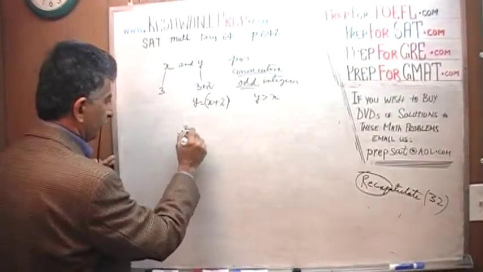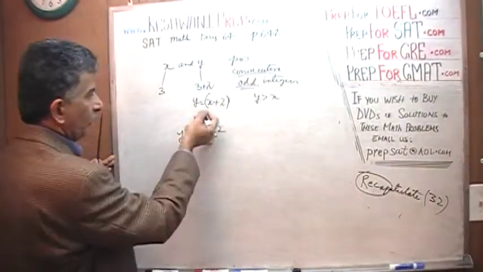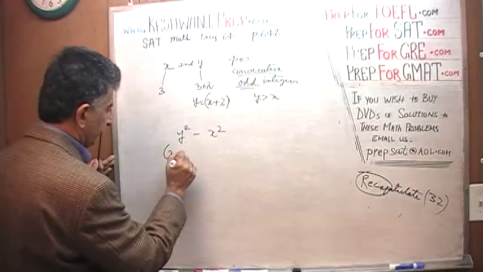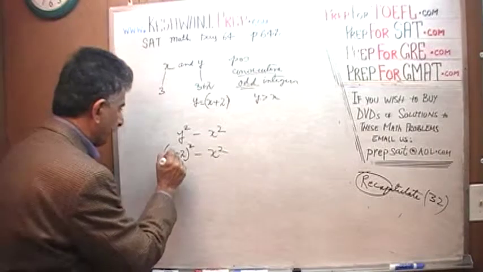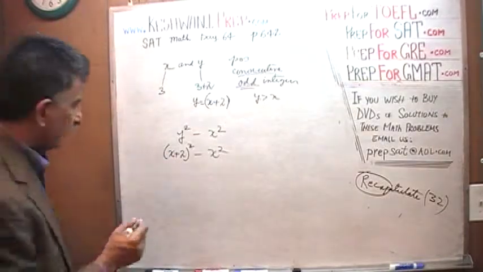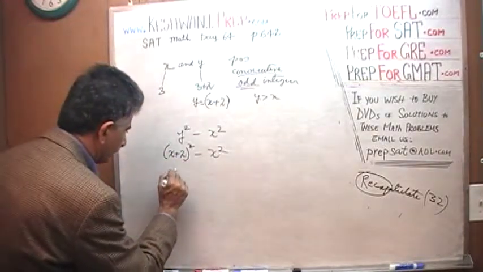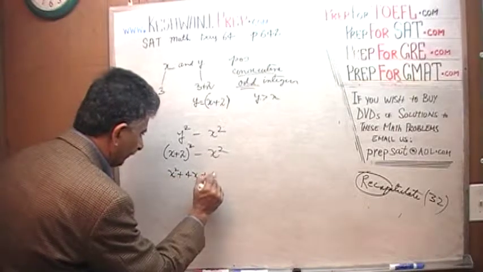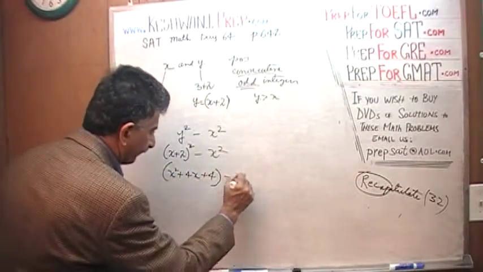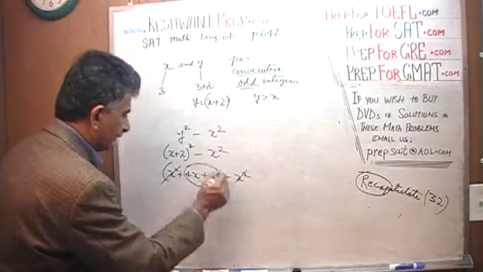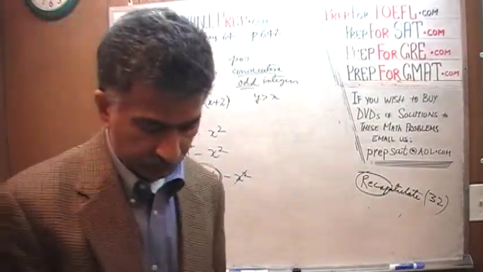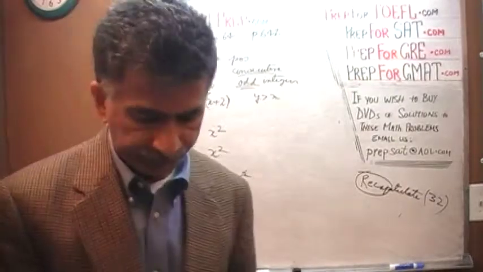And the question is how much is y squared minus x squared? Y is x plus 2, we put it in here. X plus 2 squared minus x squared. And when we open the parentheses, we find that x plus 2 whole squared equals x squared plus 4x plus 4, minus x squared. And x squared and x squared are going to drop out. And there you go, there is our answer, 4x plus 4, which is what we found. The answer is E, 4x plus 4.